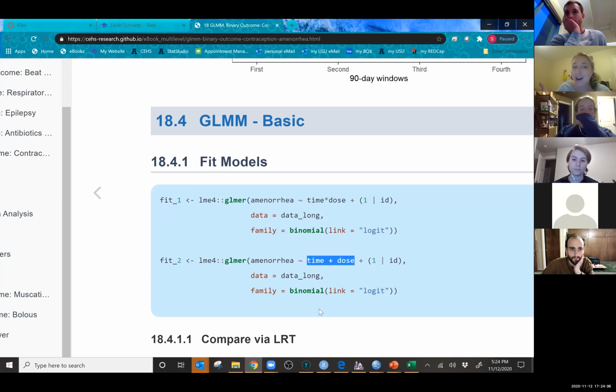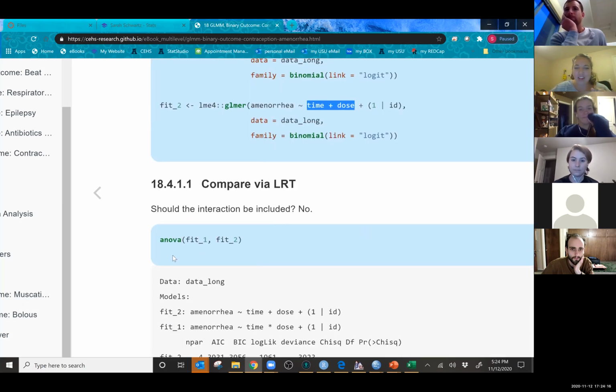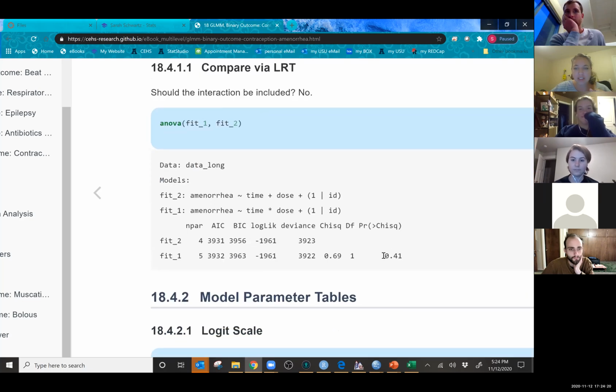How do we compare two models? Log likelihood. Likelihood ratio test. And here we go. So I'm going anova with the two models. What does it tell us? No what? Not better. What's not better? The more complicated model.